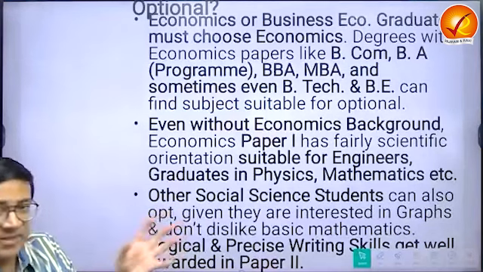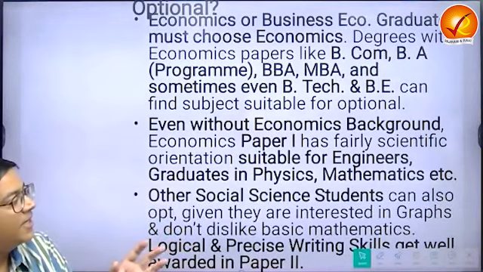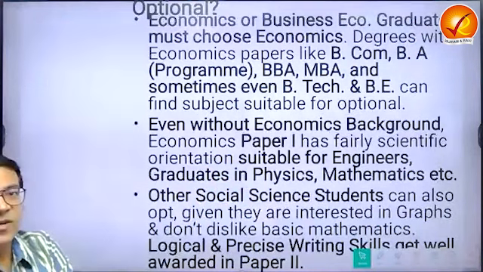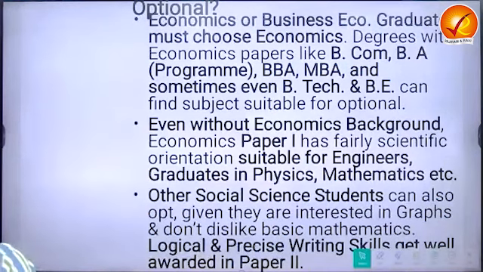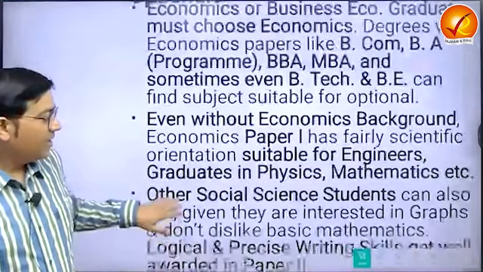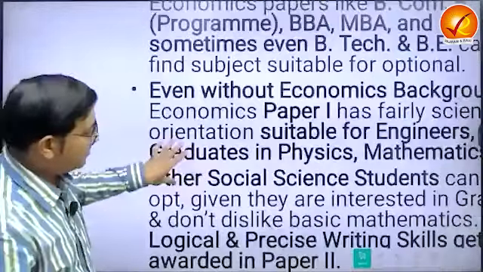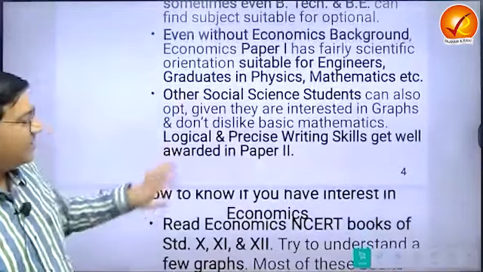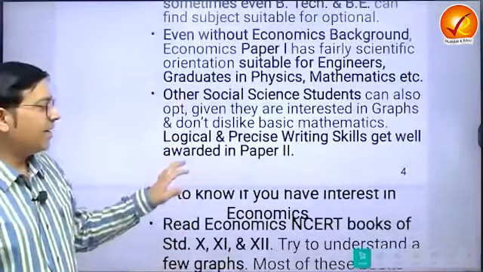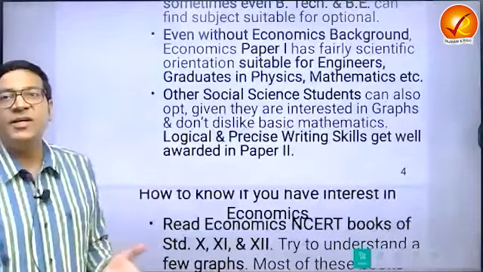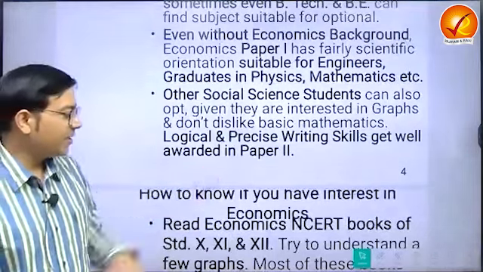And clearly, as we'll see later, paper 1 and paper 2 have different orientations: one is more science-like, the other is more arts-like. So as far as the second paper is concerned, that is more similar to the social sciences. So in that case, the social science students can also choose this particular optional. What is needed basically is a logical and precise writing skill, be it your background from science, from economics, or from the other social sciences, that will be needed, particularly in paper 2.